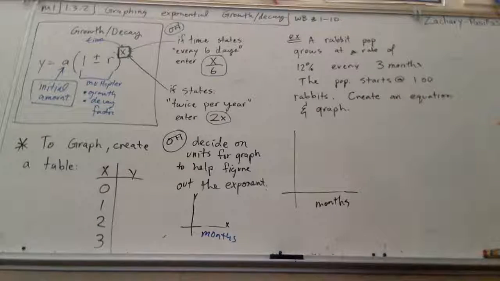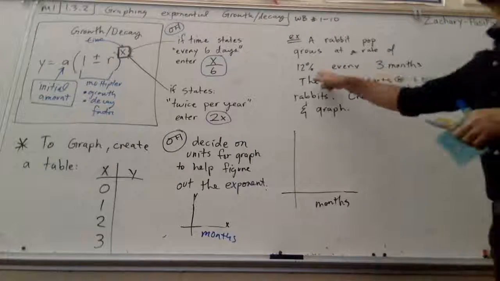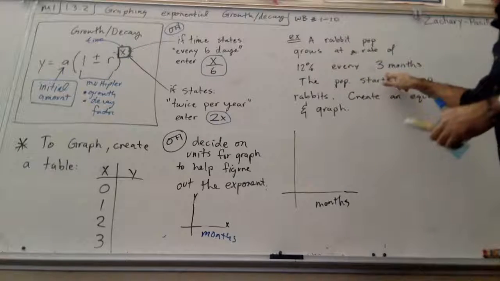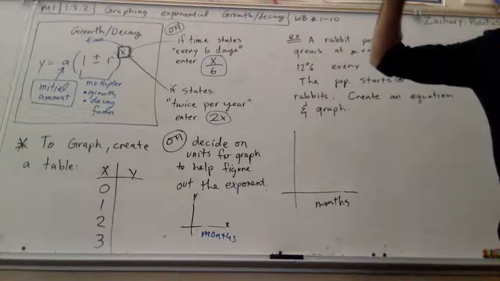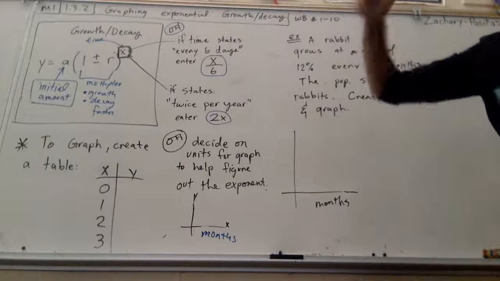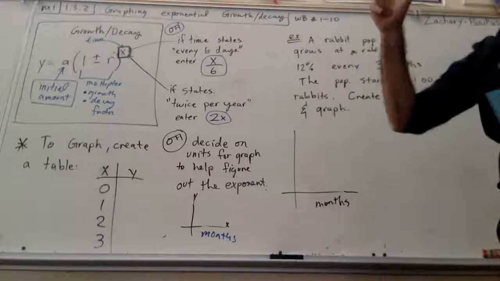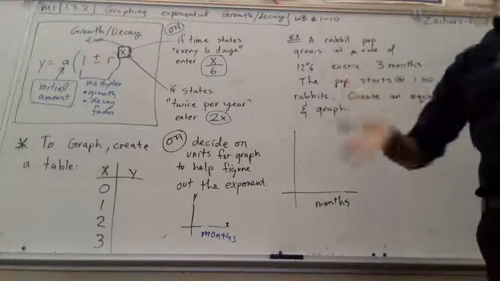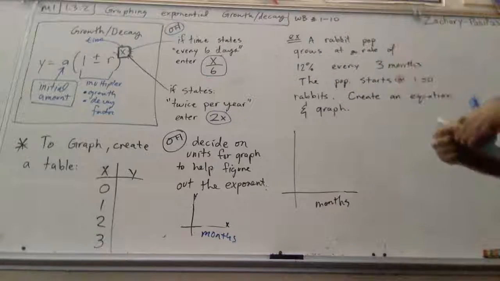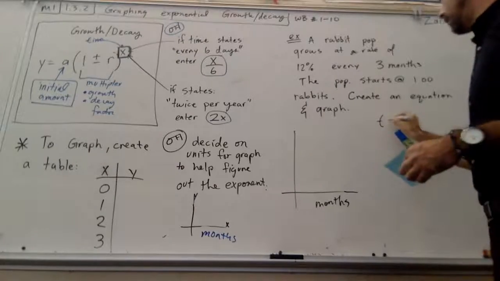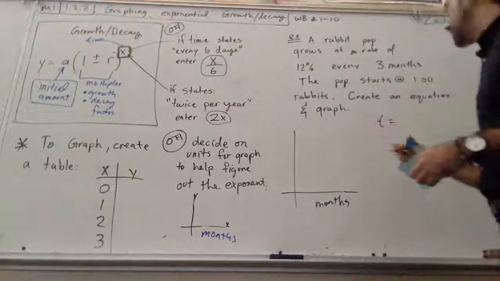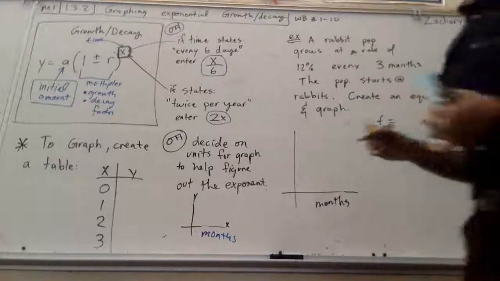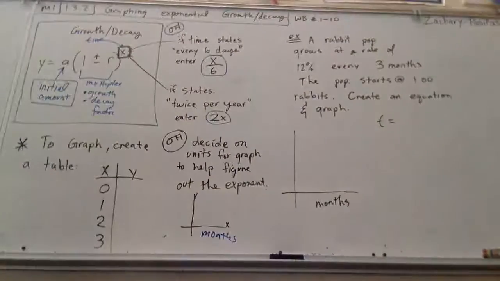So if it grows by 12% every 3 months, has it grown by 12% after 1 month? No. It's not gotten there yet. How many months do we need in order for it to grow 1 unit of this 12% growth? 3 months. Okay, so we're going to express time right up here as what? Tell your neighbor what you think. Remember, if I have 1 month, I don't get that 12% growth. I need how many months?